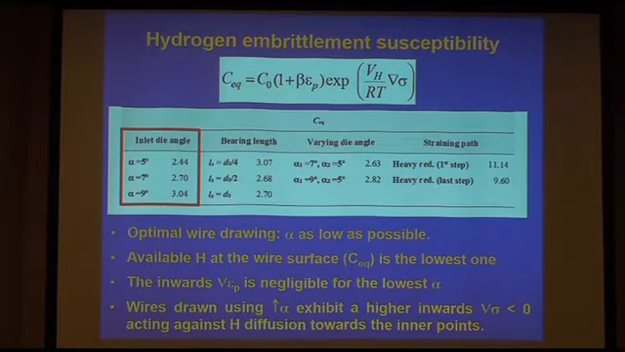With regard to the inlet die angle, optimal wire drawing, angle as low as possible. You see, the equilibrium hydrogen concentration is lower for the smaller angle. The available hydrogen at the wire surface is the lowest one, and the inwards gradient of plastic strain is negligible for the lowest angle. Wires drawn using a higher angle exhibit a higher inwards gradient of hydrostatic stress acting against hydrogen diffusion towards the inner point.